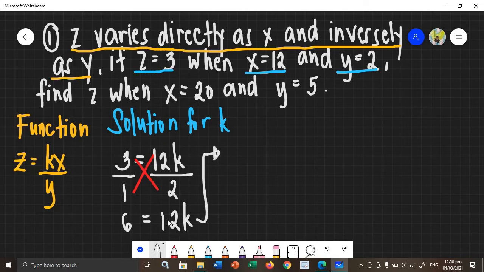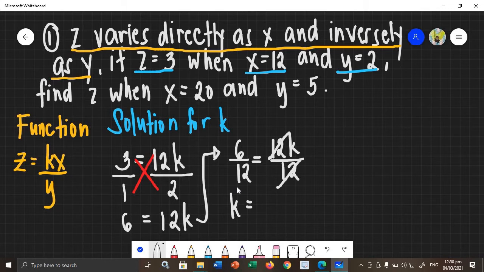Now, para maalis natin yung coefficient ni k, we need to divide both equations by 12. Kasi 12 yung coefficient niya. So, you need to divide that para ma-cancel yung 12. So, we now have k is equal to 6 over 12. We cannot divide 6 by 12, no? But we can still simplify it.